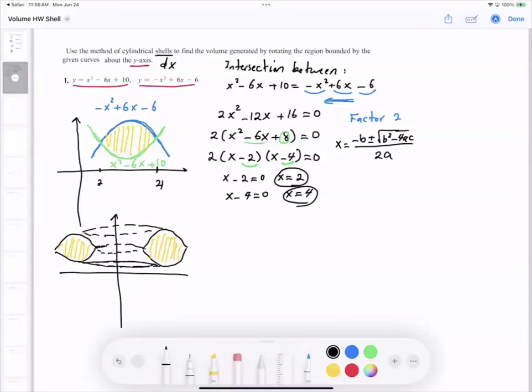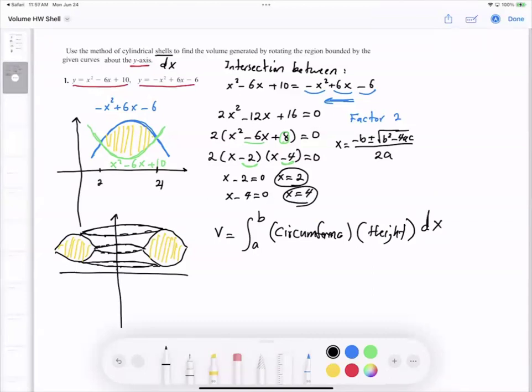And we are using the shell method. So in using the shell method, the volume, as you remember, is the definite integral from a to b of the circumference times the height. And then you take the integral with respect to x.